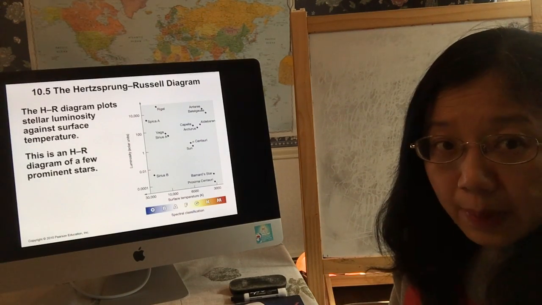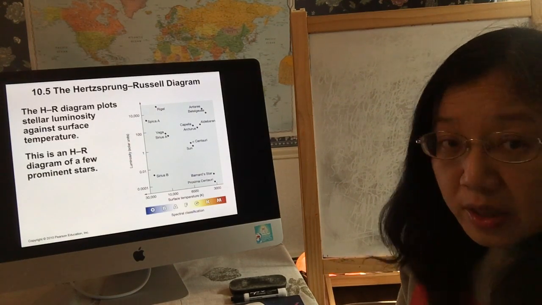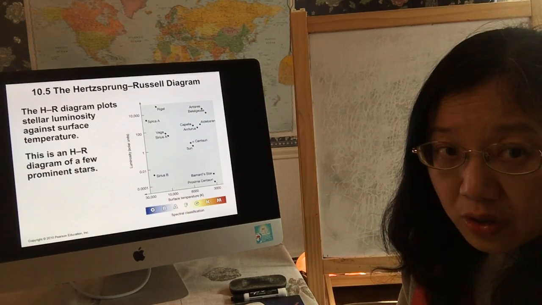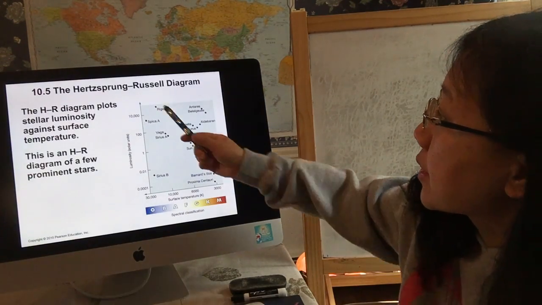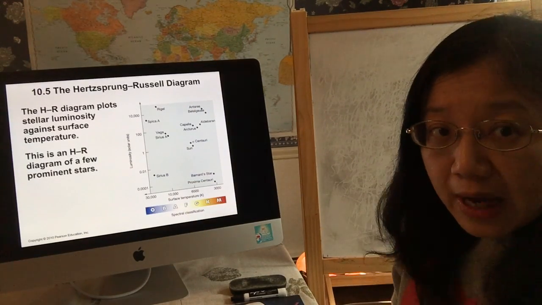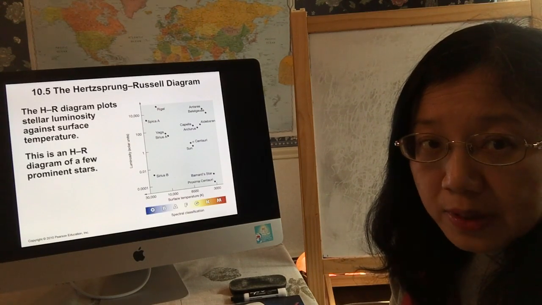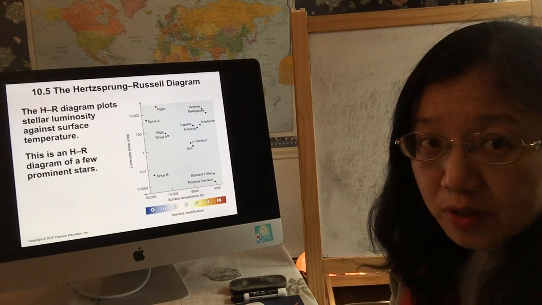The next important topic we're going to cover today is the HR diagram. As we mentioned, there are so many stars in the sky. So how can we categorize all these stars? Once we categorize them, we can understand these stars much better. The HR diagram is a very powerful tool for us to categorize different kinds of stars, and later on we're going to learn that it helps us understand the life cycle of a star, and how the life cycle of a star depends on its mass.